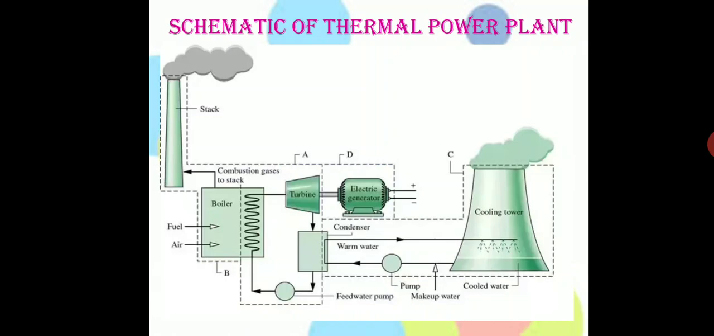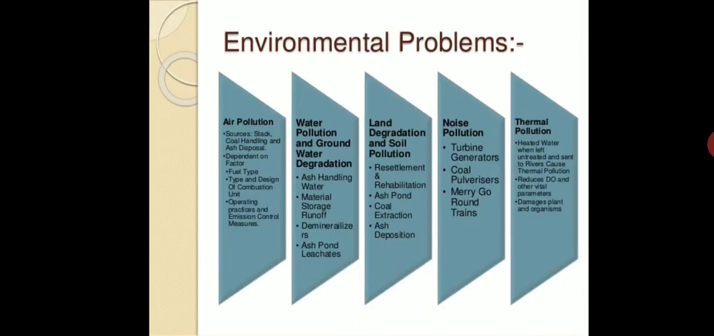Although thermal power generation is a major way of electricity generation today, it suffers from certain problems, which we are going to discuss in the next slide. Some environmental problems related to this thermal power plant are air pollution, water pollution and groundwater degradation, land degradation and soil pollution, noise pollution and thermal pollution.